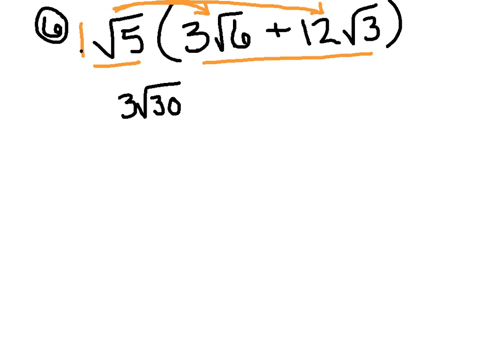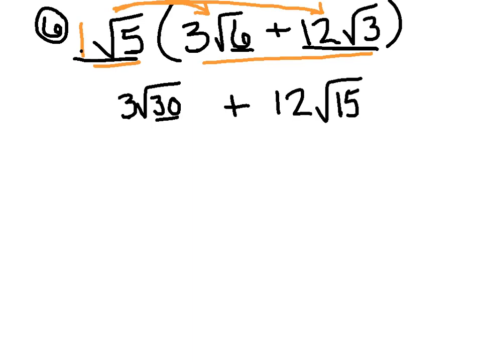Notice we multiplied the coefficients 1 by 3 to get 3, and the radicand 5 times 6 to get a new radicand of 30. Then we're going to redistribute. 1 radical 5 times 12 radical 3 is going to give me 12 radical 15. And then I believe that is as far as we can go.